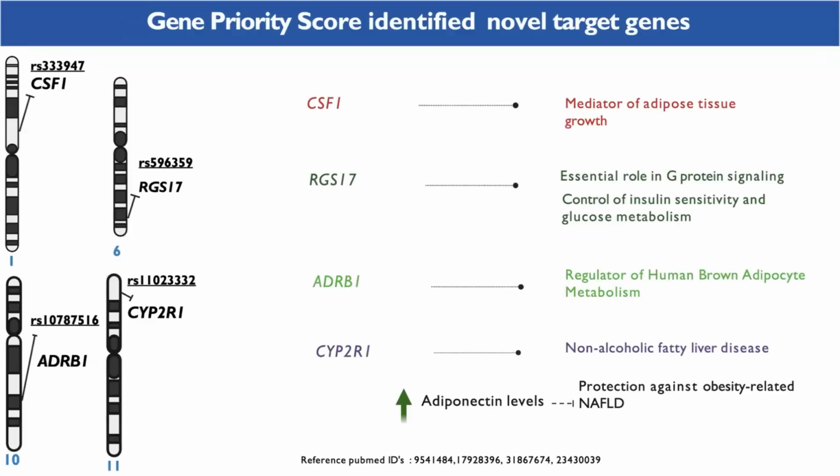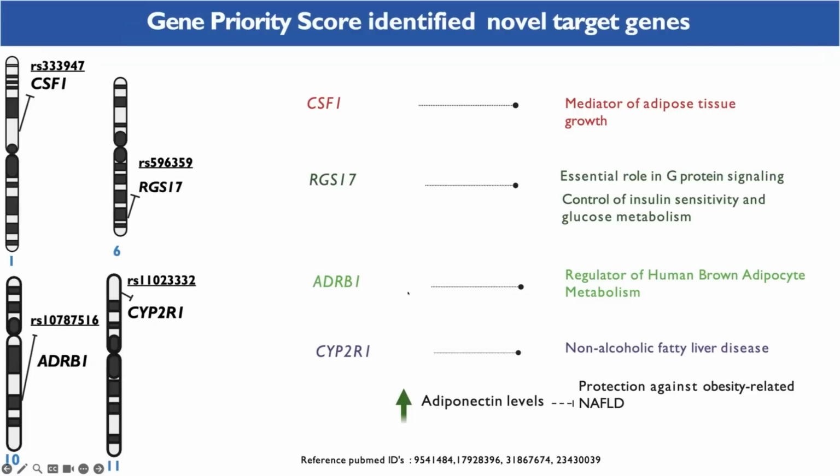We had many novel loci in this paper, which, when you have novel loci, sometimes it's hard to know what the effector gene would have been. And so here's 4 of the novel ones that we got. After doing some literature digging, we learned more about what those genes are and believed that the prioritization is working. So for example, CSF1 is known to be a mediator of adipose tissue growth. So it makes sense that adiponectin is probably coming from there.